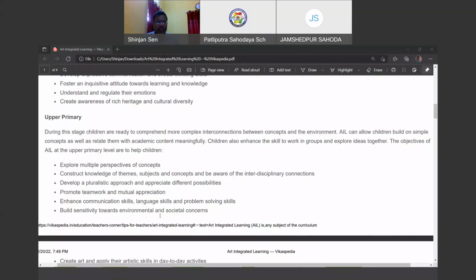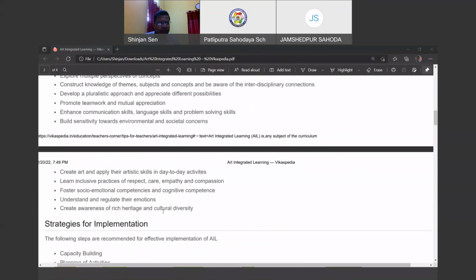Build a sensitivity towards environment and societal concerns. So this will happen in the upper primary region. More it will happen. They will create art and apply their artistic skills in their day-to-day activities. Learn inclusive practices of respect, care, empathy, and compassion. They will learn the inclusive practices. They will try to find out the limitations of others and they will try to bridge the gap of limitation. Art can do this. That is the impact of art.